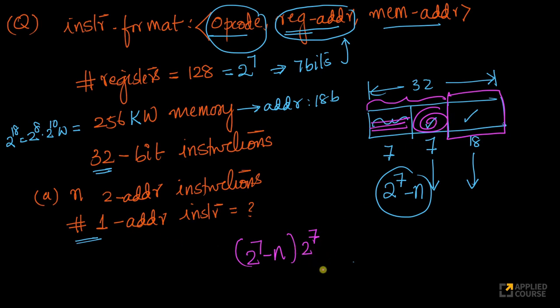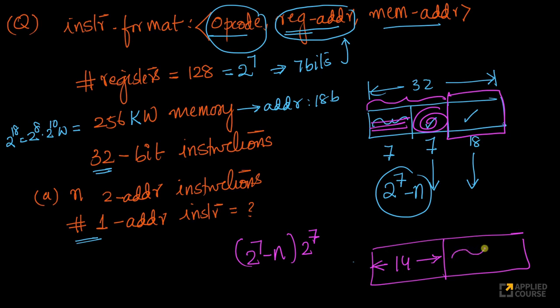So how many 1 address instructions can I have now? Because my 1 address instruction will look like this, right? It will have an opcode of 14 bits, right? And it will have 18 bits for memory, right? Of these 14, the structure that we have in 2 addresses, what is 2 power 7? 128, right? 2 power 7 is 128.